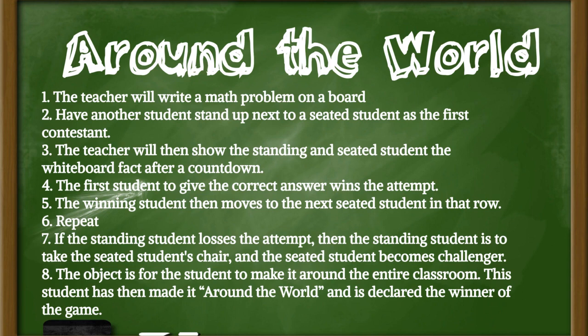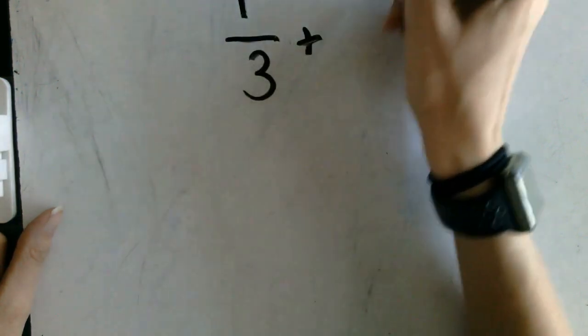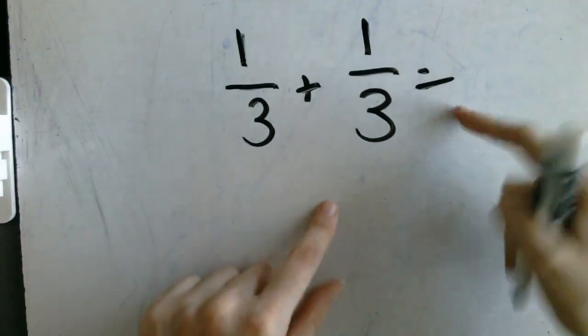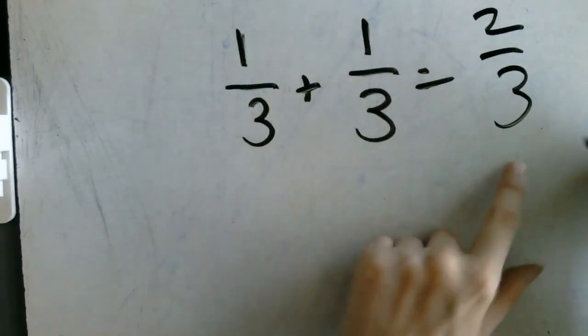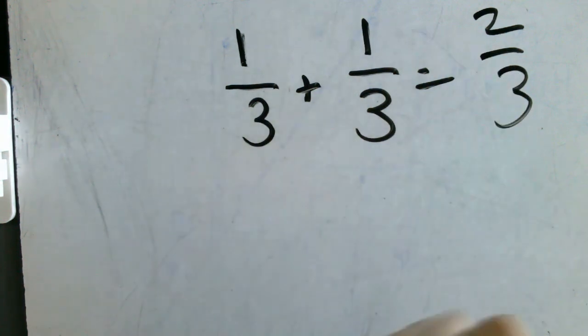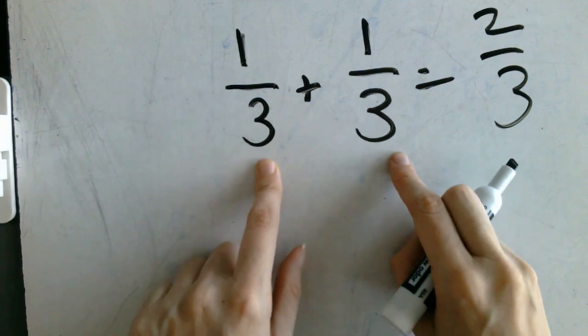Here are the math problems you will be using for this round of Around the World. Fractions that have like units. For example, 1/3 plus 1/3. And you would then say 2/3 as your answer. These are like denominators.